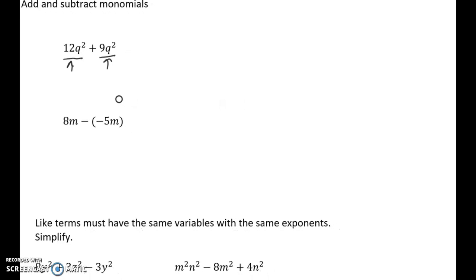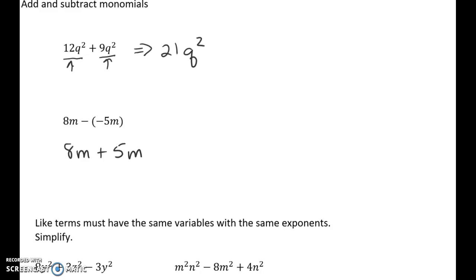How many do you have? Here you have 12. Here you have 9. So you have a total of 21. This would be equal to 21q squared. All right, the next one, 8m, you're going to want to change that to plus 5m.